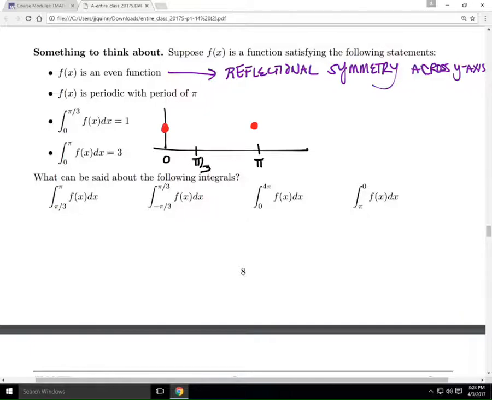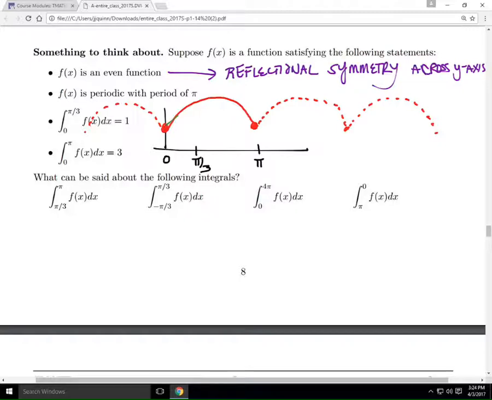So even though this may not be what the function is, I'm going to use it to represent whatever my function f of x is. So that's a representation of some function that satisfies those first two facts.